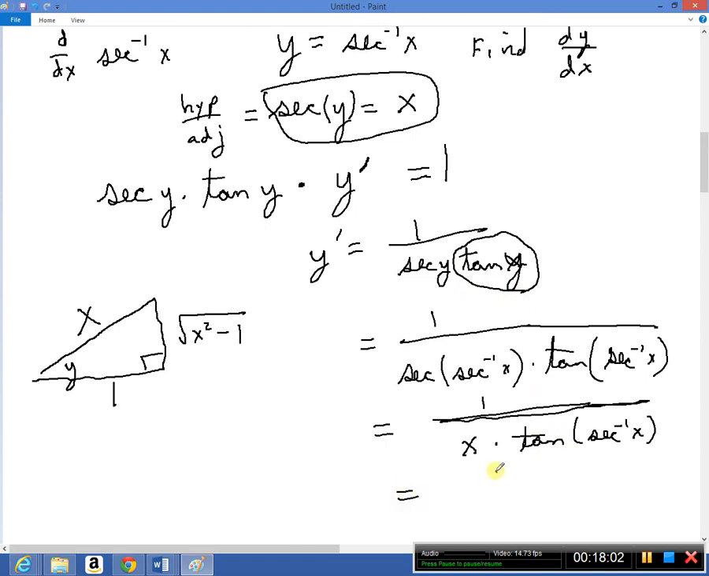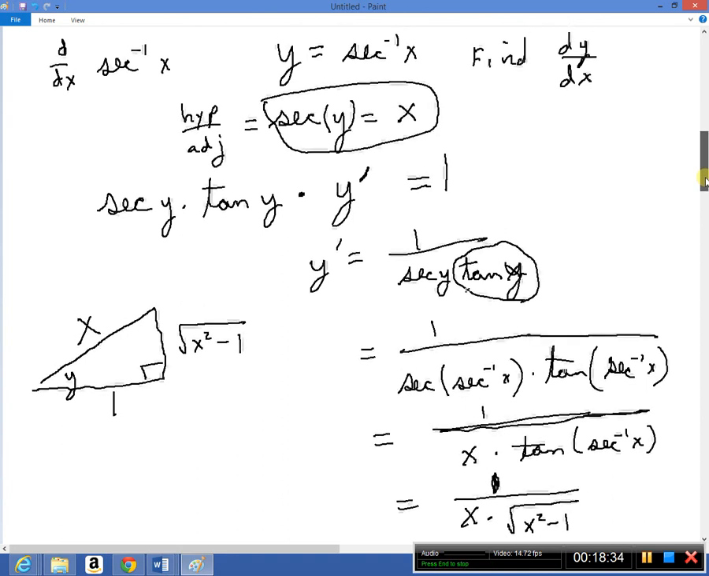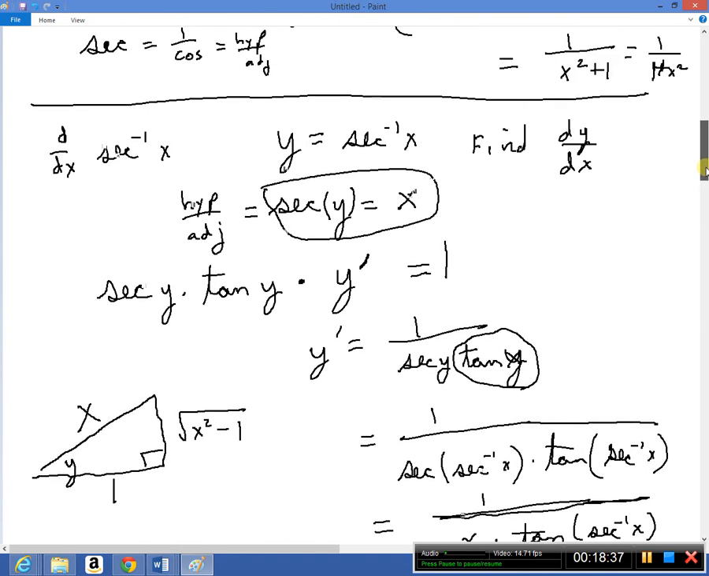So this is going to be 1 over, and this x is still there, but what is the tangent of y? Well, we just read it off. Tangent is opposite over adjacent, so that's going to be square root of x squared minus 1. And that's it. That is the formula for the derivative of the inverse secant. 1 over x, square root of x squared minus 1, which isn't real pretty, but it's different, and it's not necessarily what you might have expected.